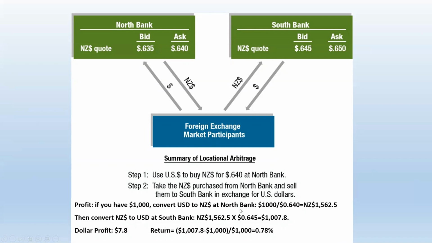So we use the bid price of the South Bank. We use this amount of New Zealand dollar times the direct quotation. So basically, this is your ending balance. By just those two transactions, you invest $1,000 and you will receive $1,007.8 US dollars. Your dollar profit will be 7.8 US dollar, and the percentage return is 0.78%.